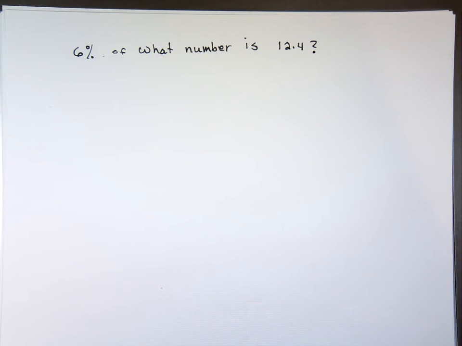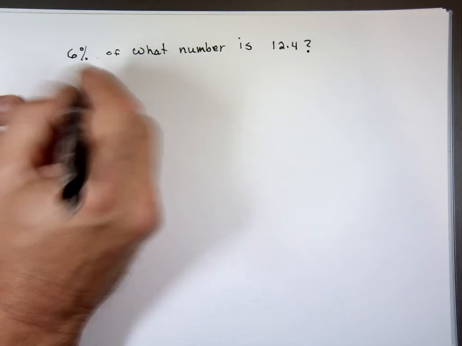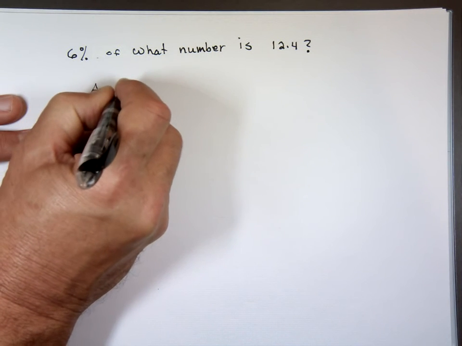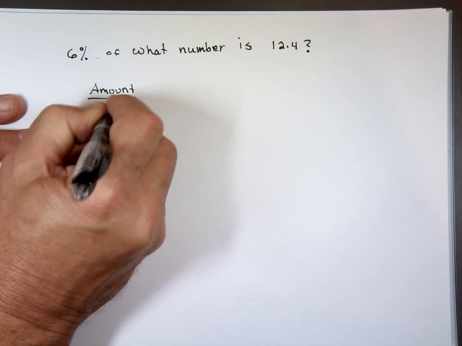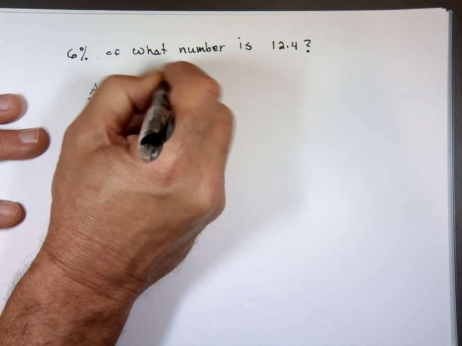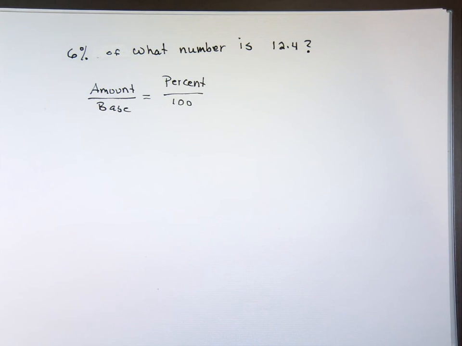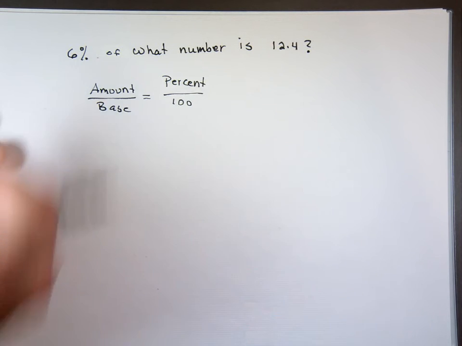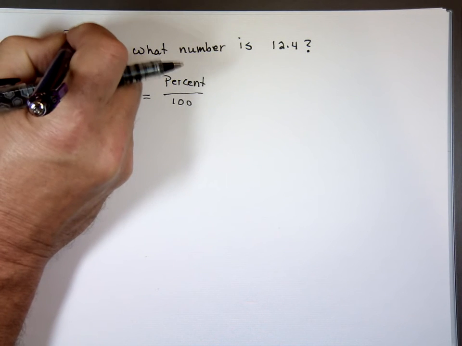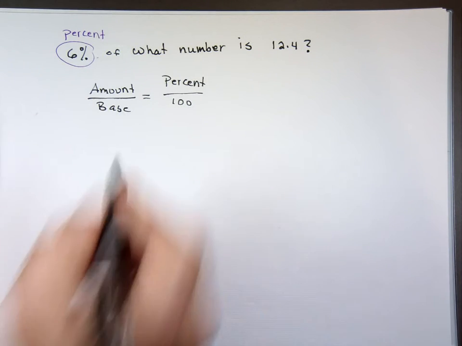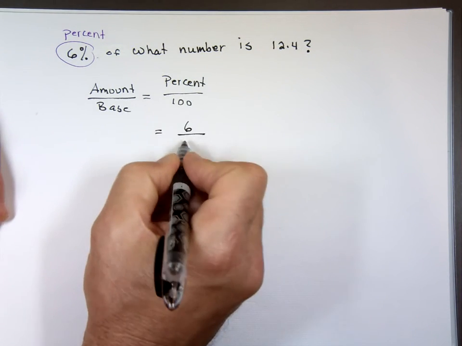Again, I want to use proportion. The amount to the base is the same as the percent to 100. What's my amount here? Do we know? What's the base? What's the percent? We know the obvious one. Which one's the obvious one? Percent. So that's the 6. Notice I don't go, let's make it decimal, let's make it fraction, leave it alone.